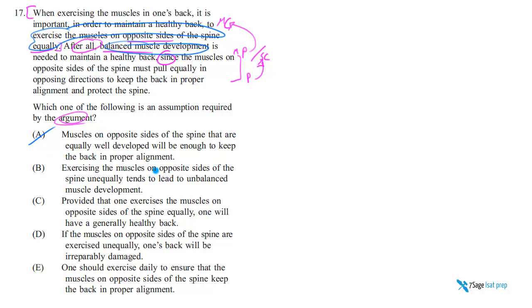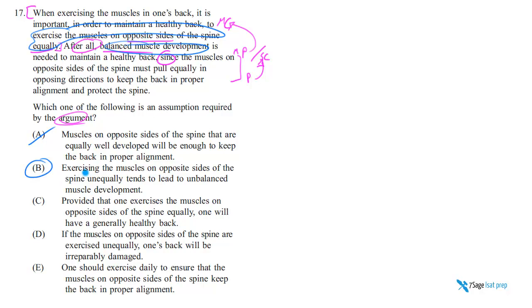B says exercising muscles on opposite sides of the spine unequally tends to lead to unbalanced muscle development. That has to be true. Otherwise, you're making this premise irrelevant for this conclusion. Our premise here is saying balanced muscle development is needed to maintain a healthy back. How do we get balance? How do I make my back muscles develop in a balanced way? What's being presumed is that I have to exercise my back muscles equally, right?